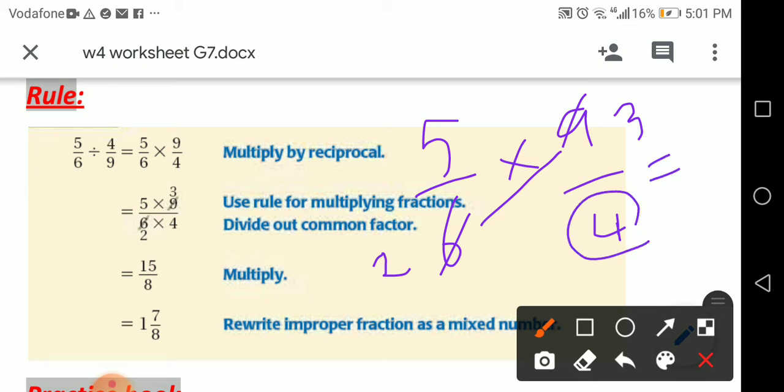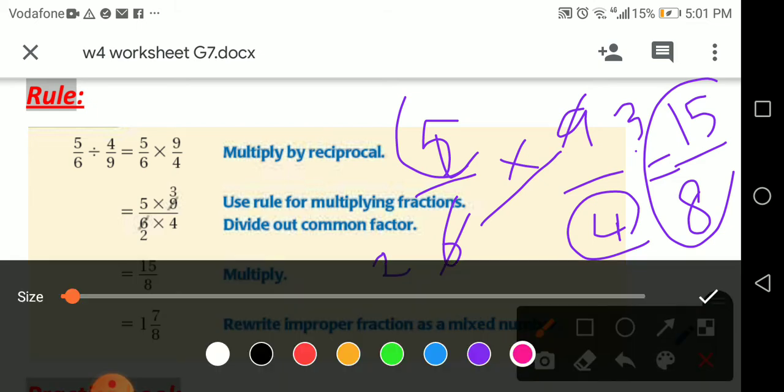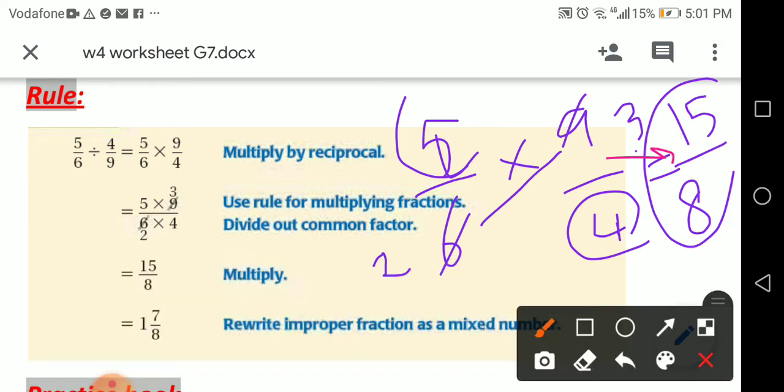Do I have anything common between 4 and 5? No, we don't. So I will multiply 5 times 3, 15, over 2 times 4, which gives me 8. So it will be 15 over 8. I have the numerator 15, which is greater than the denominator. So what should I do? I should convert it into a mixed number.